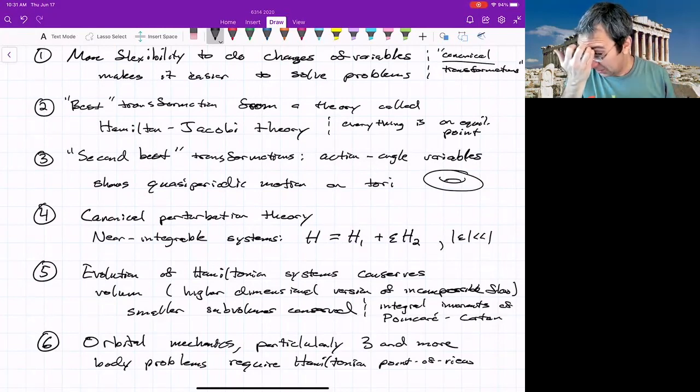So I think we're going to see that more aerospace engineers are going to have to know something about Hamiltonian systems, even though the vast majority of people getting their bachelor's degree in aerospace have not seen Hamiltonian systems. So if you do see it, then you've got an advantage.